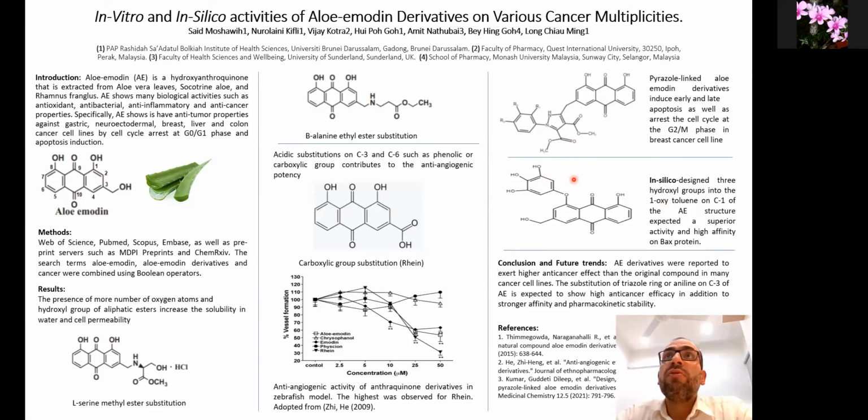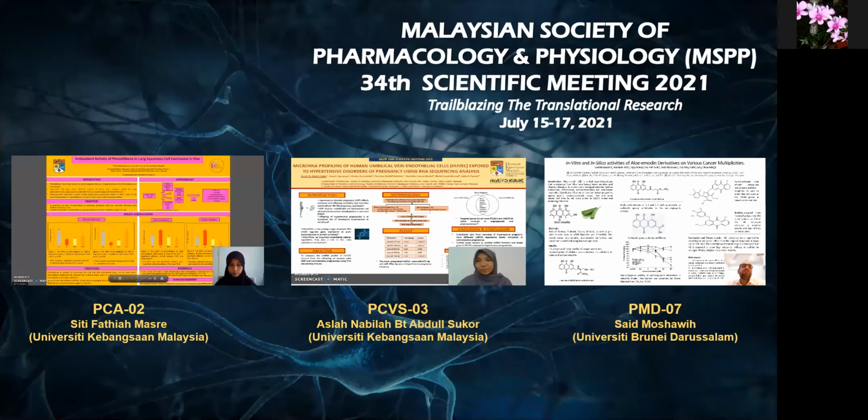In conclusion, most of the emodin derivatives have higher anti-cancer activities than the original compound, and I would like to indicate that triazole ring and aniline on carbon number 3 is expected to show strong affinity and stability, as our unpublished data is indicating. And thank you very much.